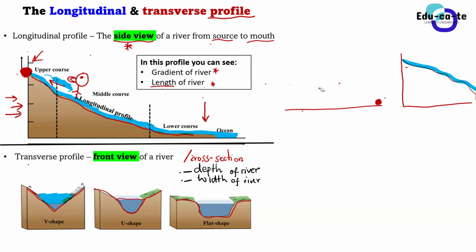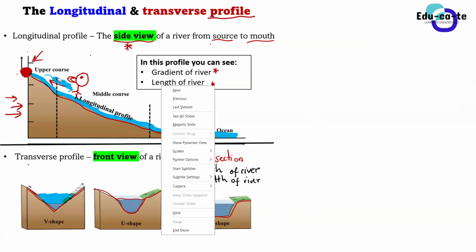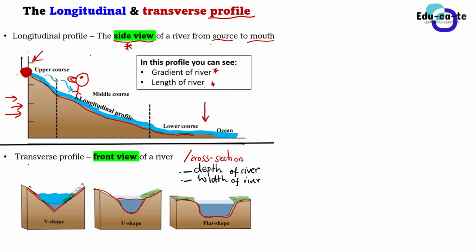Okay, so let me just delete all of this so that we can really get to understand what happens on a river profile, especially the longitudinal profile, the side profile. I want to try and see how these 2 profiles are related and what we can deduce from them. Okay, so a river has got 3 stages, or it has got 3 courses, right?